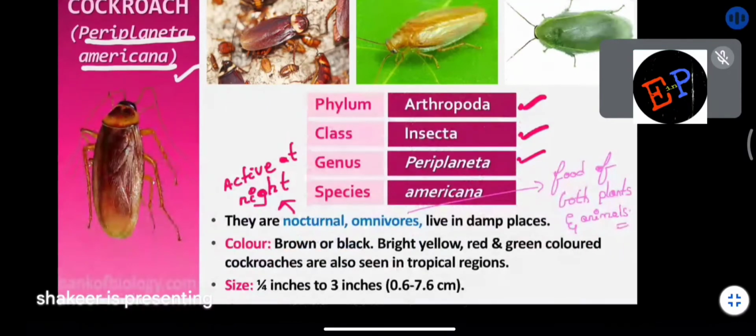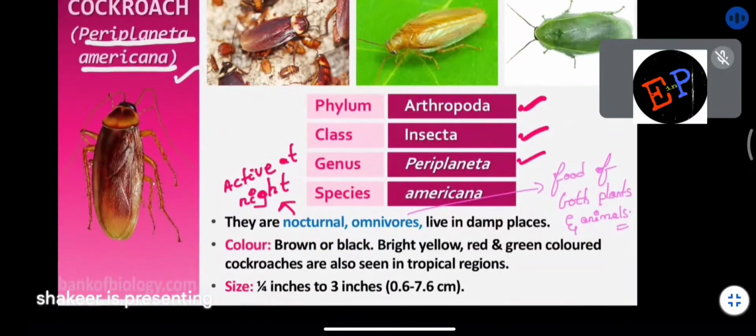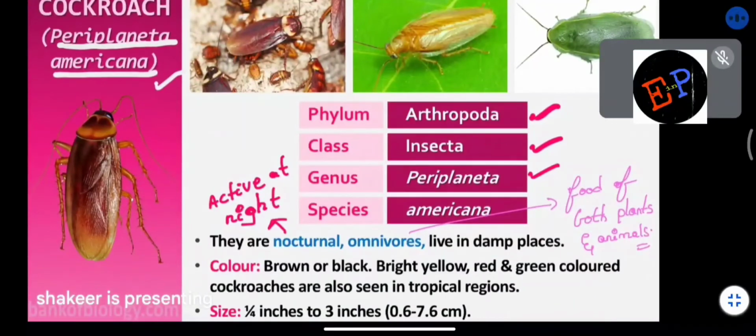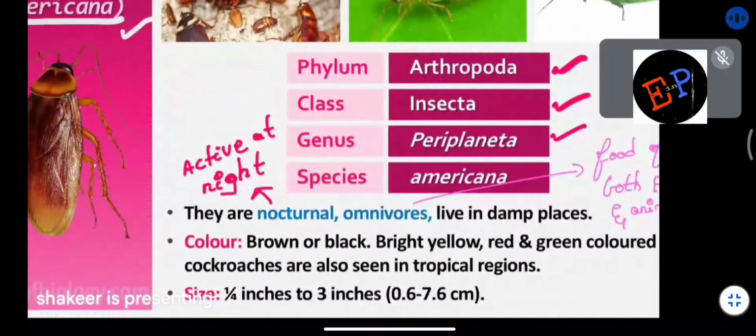So they are nocturnal organisms. What is meant by nocturnal organisms? They are very active at night times. The searching for food happens at night time. That is called nocturnal. And they are omnivorous. Omnivorous means they are vegetarian as well as non-vegetarian. They depend on organisms for food, and they depend on plants also for food. That is why they are called omnivorous.